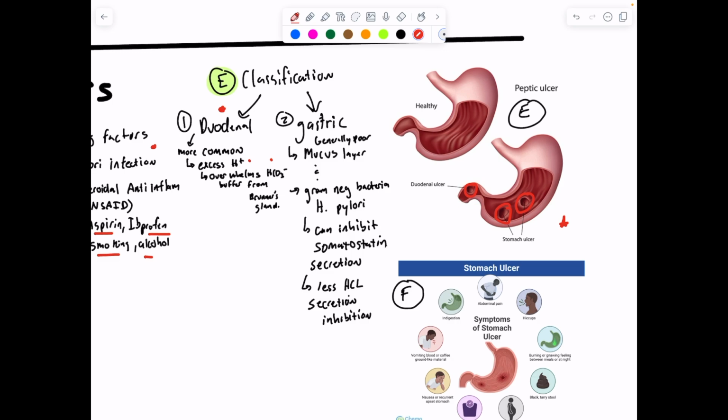And then we have the gastric ulcers. Generally, you have a poor mucus layer, or you have an infection from the gram-negative bacteria H. pylori, which will inhibit somatostatin release and therefore cause less inhibition of HCl secretion.